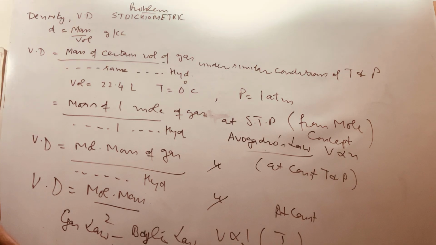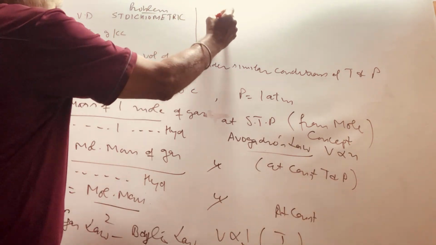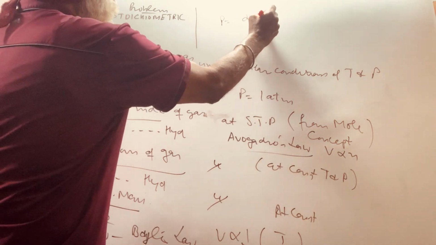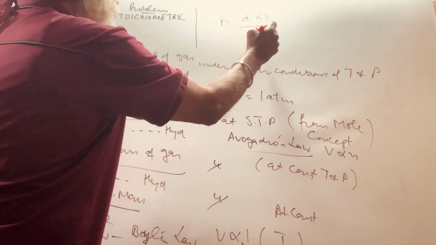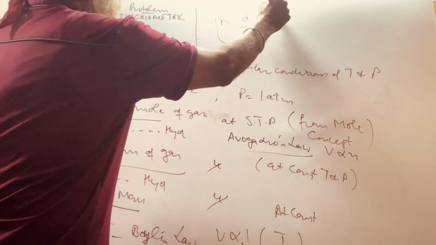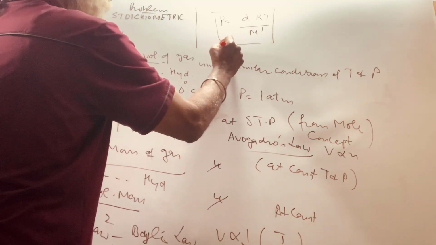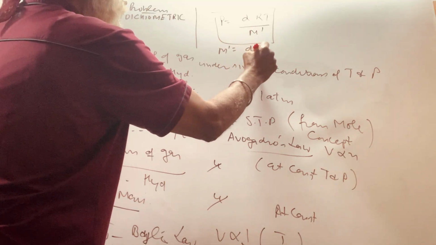This M over V is density. So therefore the formula will become P is equal to dRT upon M dash. So this is the relationship between them, this M dash is molar mass, so M dash will be equal to dRT upon P.